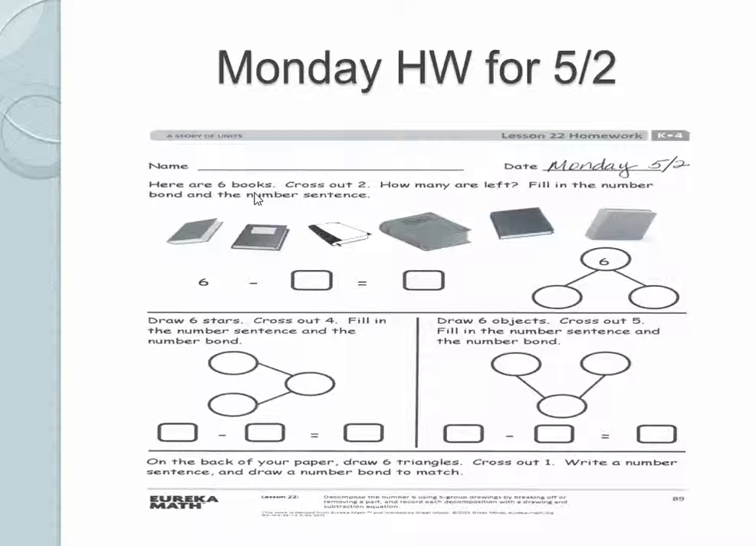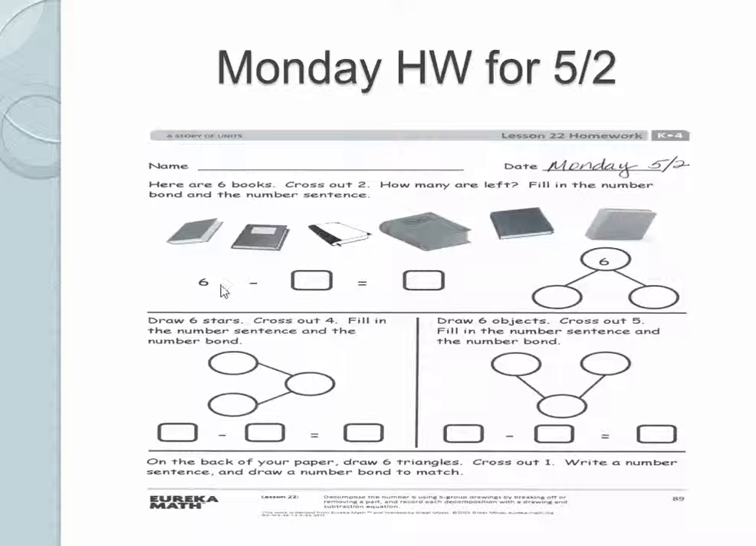Here are 6 books. 1, 2, 3, 4, 5, 6. Cross out 2. So put an X on 2 books. How many are left? So circle the books that are left that do not have the X's. Then fill in the number bond as well as the number sentence.